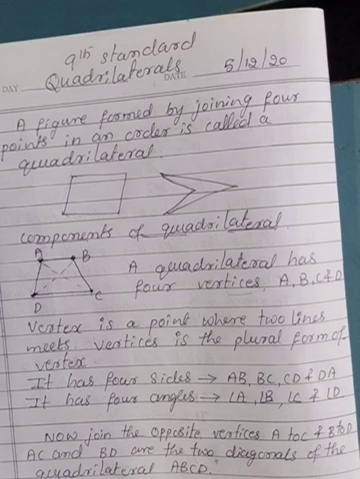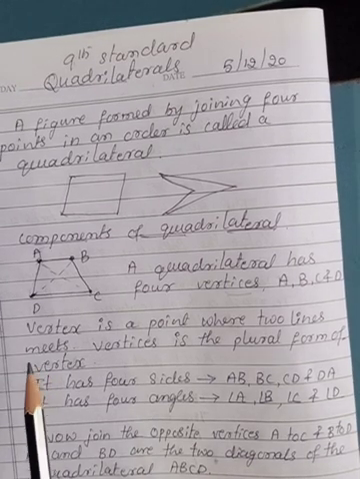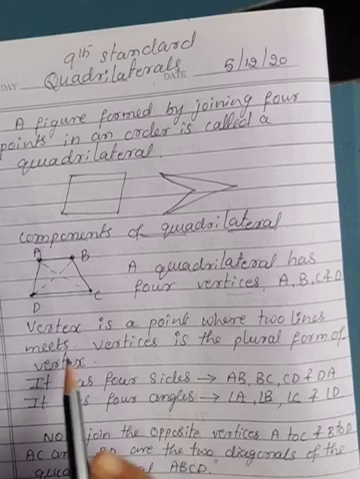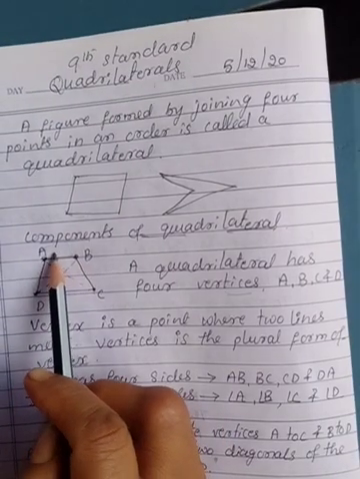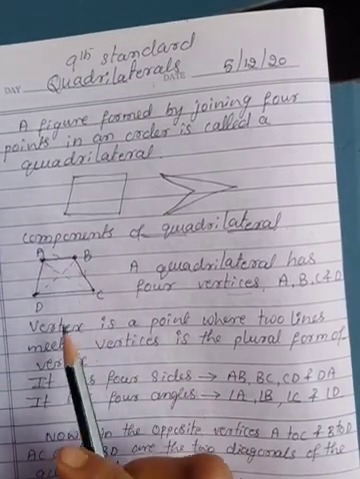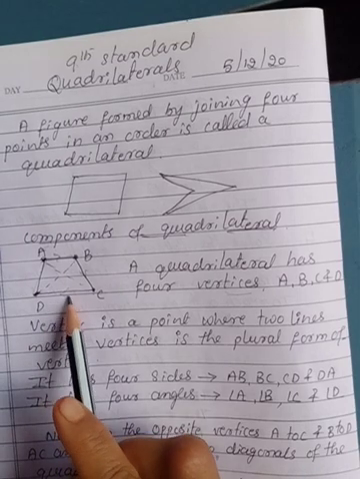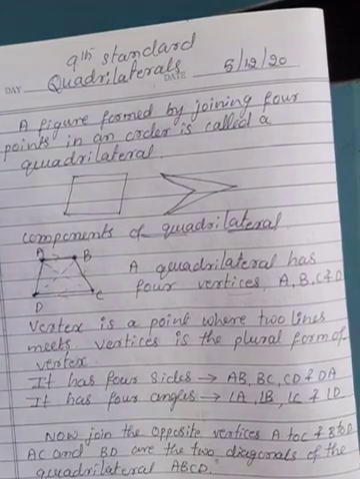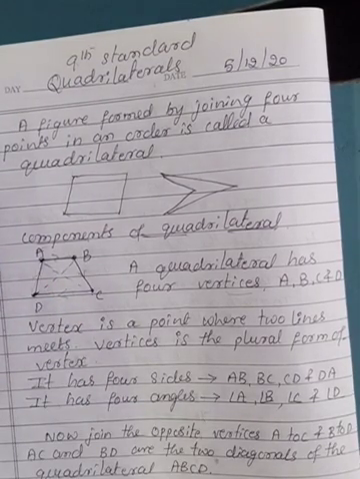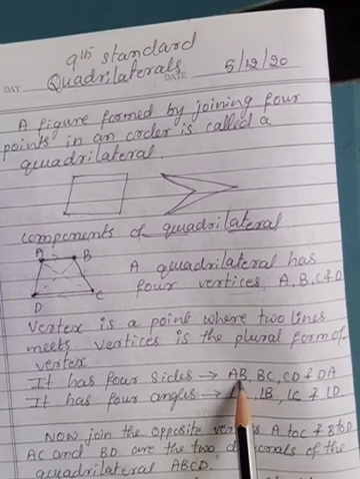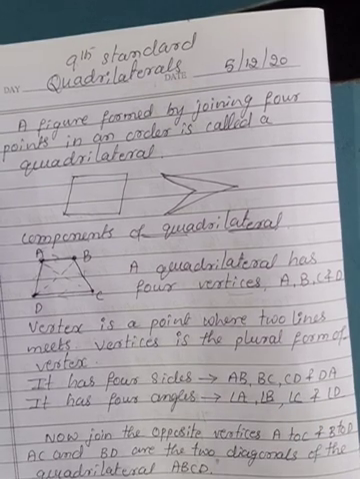Okay. Now it will be having four sides here. See here, AB is one side, BC is one more side, CD is the third side and AD is the fourth side. Totally how many sides you got? Four sides: AB, BC, CD and DA.